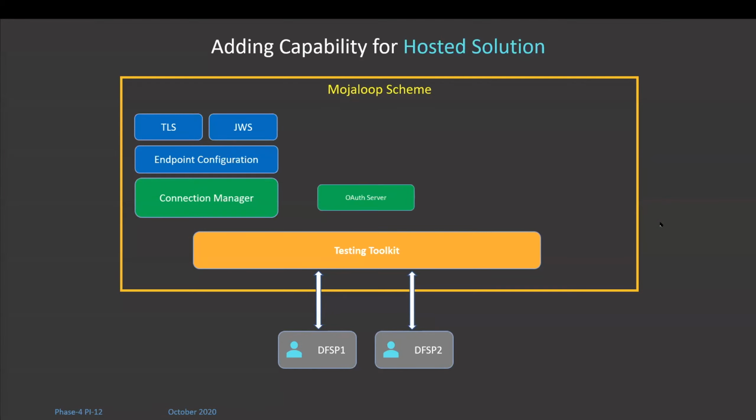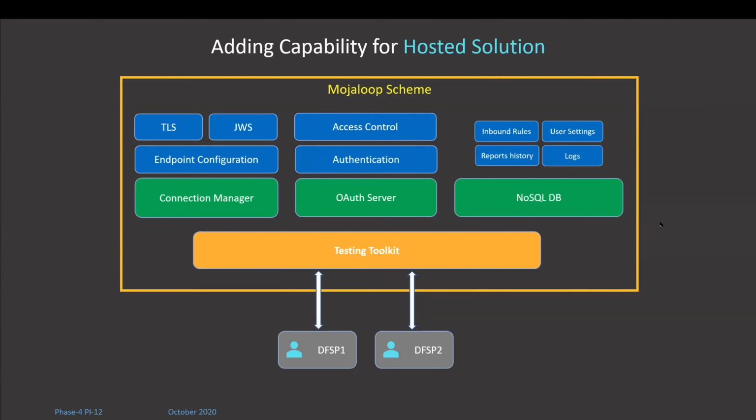So here we introduced several components, like a NoSQL database, which is MongoDB. Till now, the testing toolkit has been based on file storage. But now, if we run the testing toolkit in hosted mode, it will use the NoSQL database for storing the settings, inbound rules, reports, logs, etc. We need to maintain those things DFSP-wise, so we had to introduce the database here.